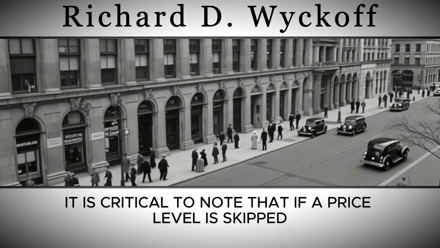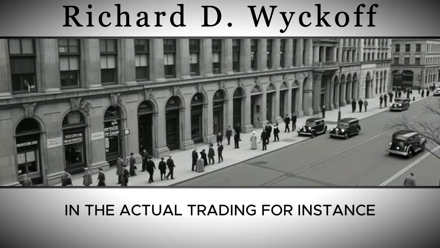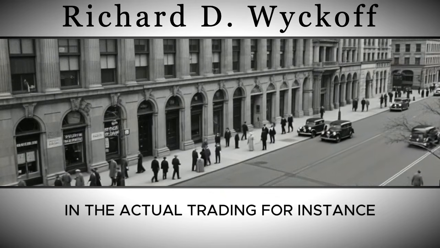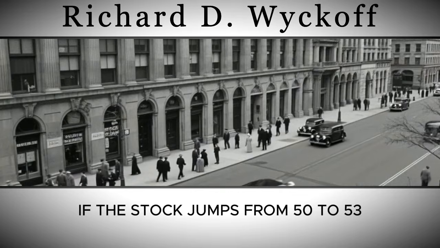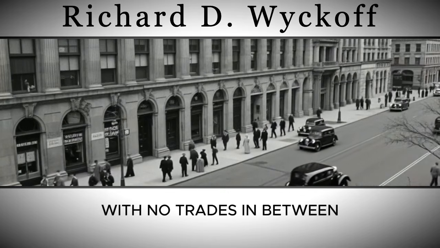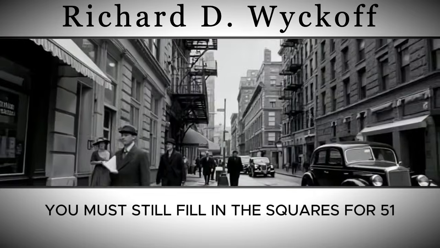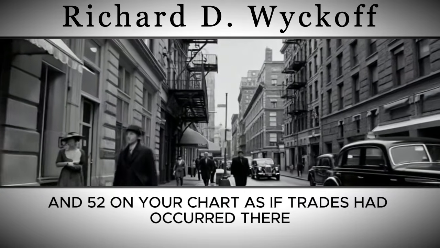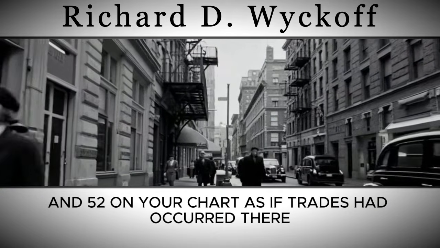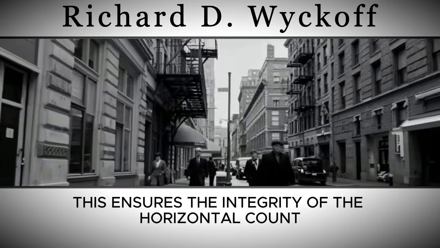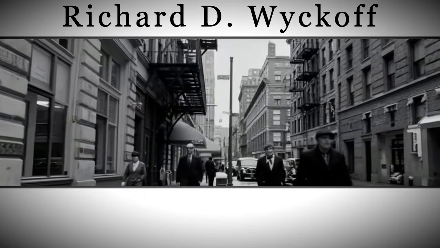It is critical to note that if a price level is skipped in the actual trading, for instance, if the stock jumps from 50 to 53 with no trades in between, you must still fill in the squares for 51 and 52 on your chart as if trades had occurred there. This ensures the integrity of the horizontal count.